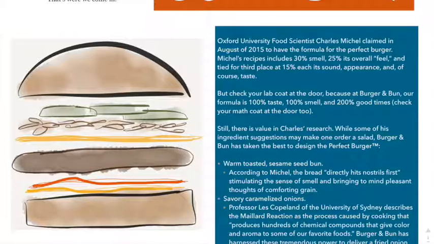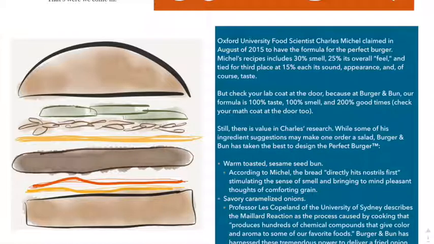Still, there's value in Charles's research. While some of his ingredient suggestions may make one order a salad, Burger and Bun has taken the best to design the perfect burger. Warm, toasted sesame bun. According to Michel, the bread directly hits nostrils first, stimulating the sense of smell and bringing to mind pleasant thoughts of comforting grain. Savory caramelized onions.